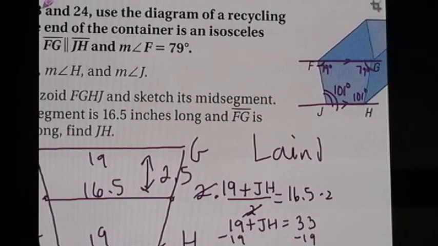And then subtracting 19 from each side, we find that JH is indeed, got 19. Whoops. I needed to subtract 2.5 from here. See, that's one good reason why you should do it both ways. 16.5 minus 2.5. I'm not starting this video over. 14.